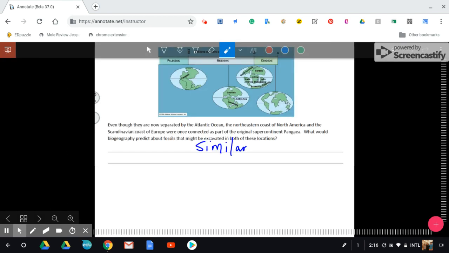There was a time when the United States was considered to be a part of one supercontinent called Pangea. So you would expect that if you were to dig up the fossil layers, the organisms between the Scandinavian coast and Europe and North America would be similar because they were once connected together.